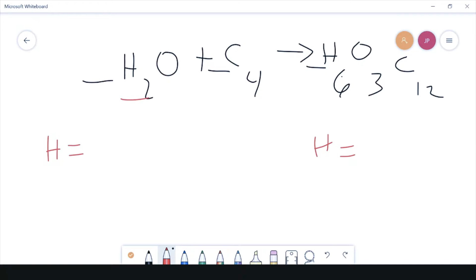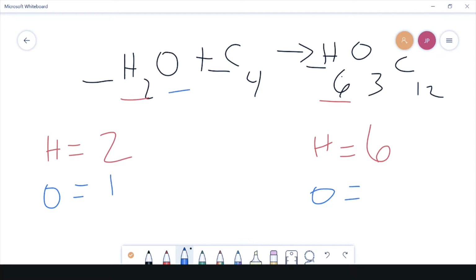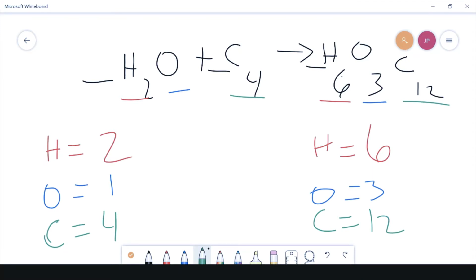So we've got 2 hydrogen on this side. We've got 6 on this side. And then for oxygen, we've got 1 on this side. We've got 3 on this side. And for carbon, we've got 4 on this side and 12 on this side. So right now we are unbalanced for sure.